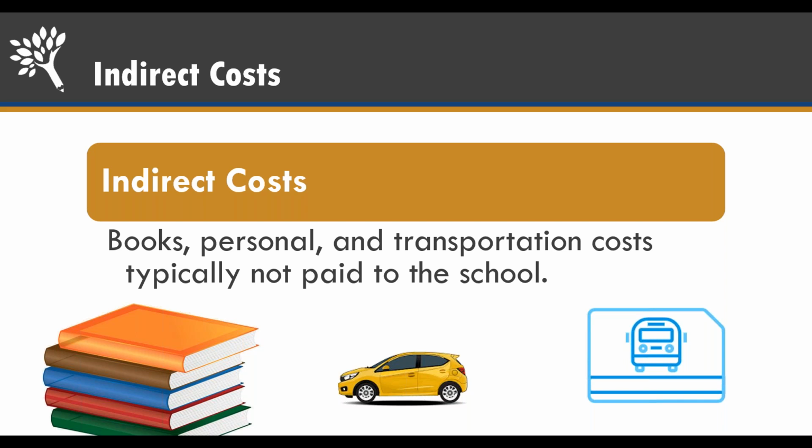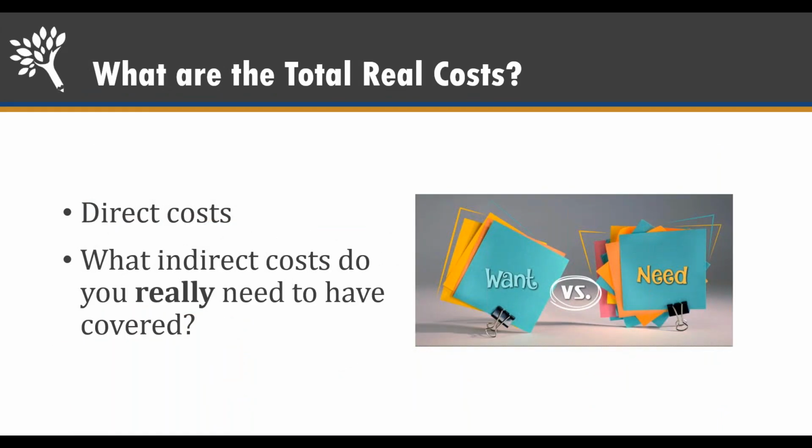Why I say that you can kind of finagle these costs a little differently is because you can decide to buy used books instead of new. You can use a bus pass instead of having a car at school to reduce costs. For your personal costs, you can decide that you want to take out a little bit less and maybe you're going to be more frugal. There are different ways for your indirect costs that you can really save because they're not paid directly to the school. So you want to think about what the real costs are. For your direct costs, we know that those are going to be already kind of set. But those indirect costs, what do you really want versus what do you need?